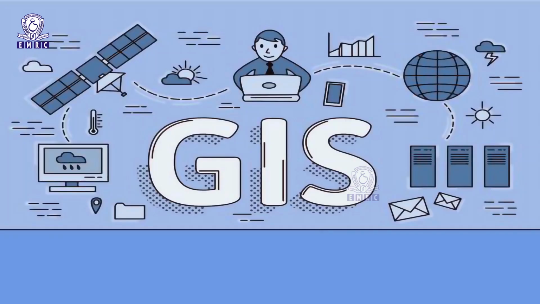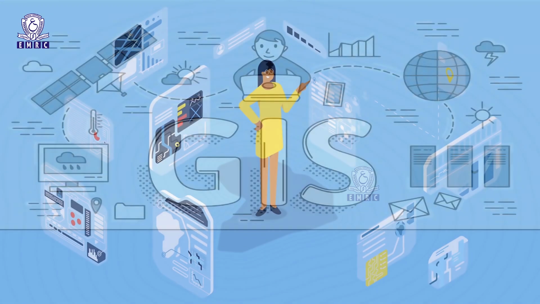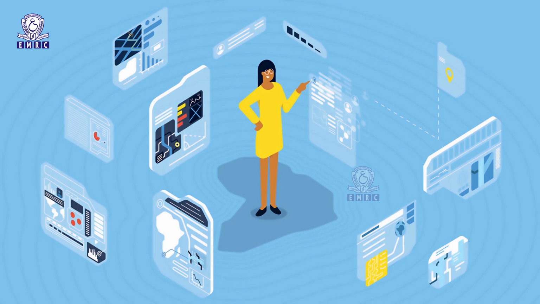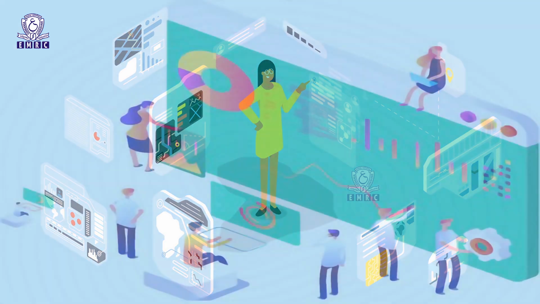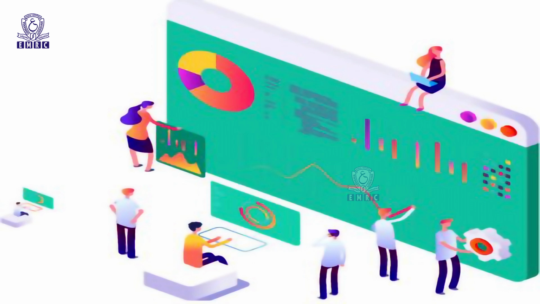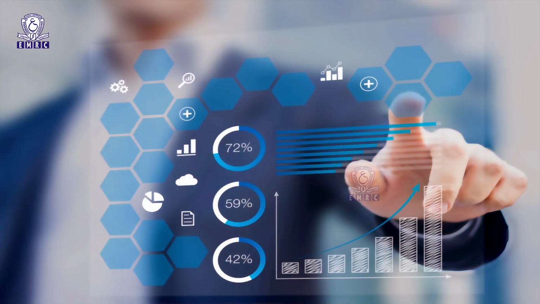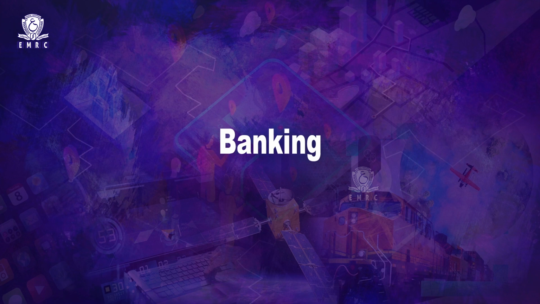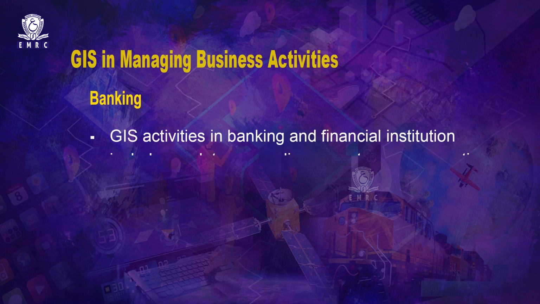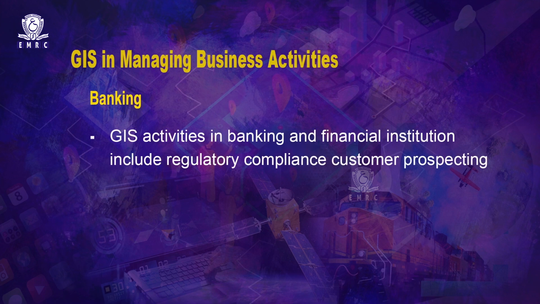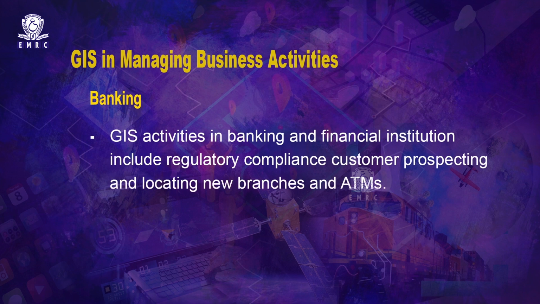GIS is about business. In fact, a whole new industry of business geographics is developing because GIS can affect the bottom line, improve product quality and provide new opportunities. There are a few examples of how different sectors of the business world are using GIS. Banking. GIS activities in banking and financial institutions include regulatory compliance, customer prospecting and locating new branches and ATMs.